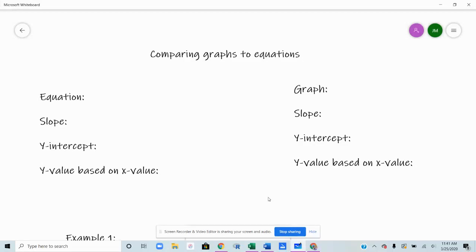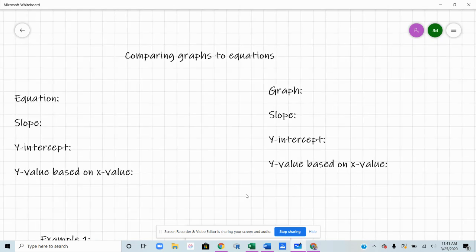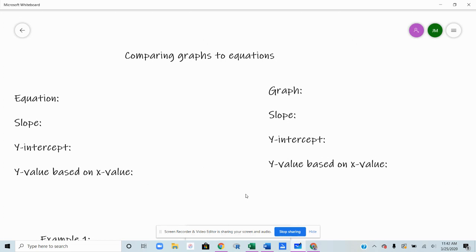All right, the next thing you're going to do today is comparing your graphs to your equations. You're going to answer some questions like which one has the greater slope, which one has the greater y-intercept, and which one has the greater y value at a certain x value. Okay, so this is once again something that you might be able to do without watching this video, but I would recommend you do watch this, especially about the y value based on the x value portion of it.